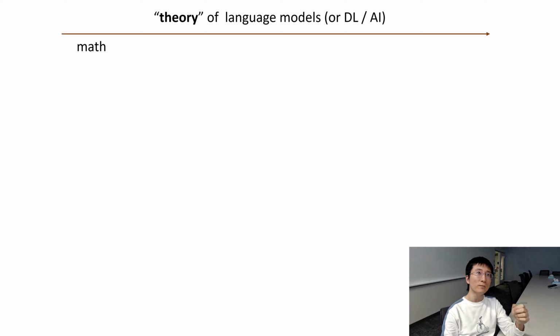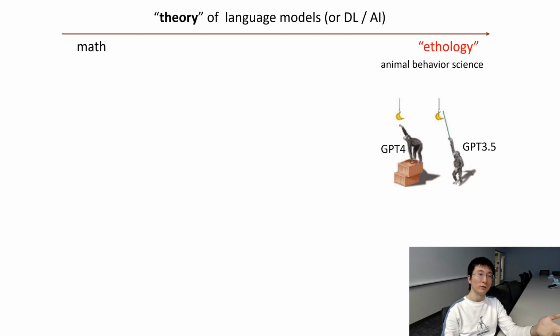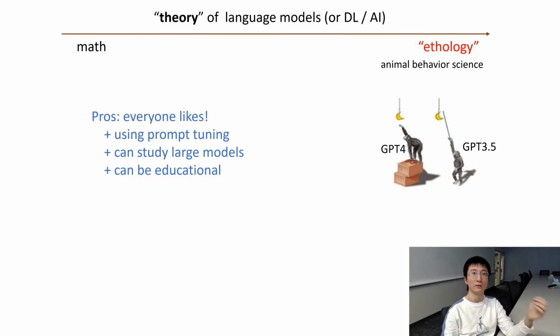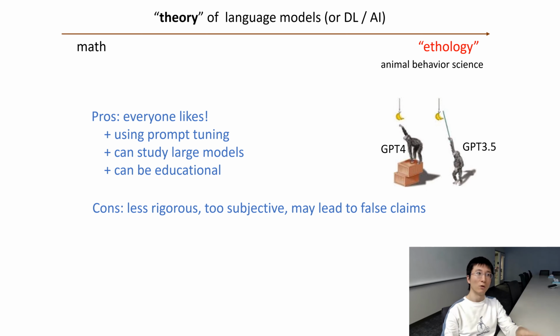On the other extreme, there is a type of study that I would call a metaphor, like ethology, that is animal behavior science, in which you play with, for instance, ChatGPT or Llama 2, and design tasks to make conclusions, such as whether AGI is coming or not. You can do this, and everyone likes it, and in this way you can study very large language models. Don't get me wrong, you can also make conclusions that are very educational. But there are also cons with this.